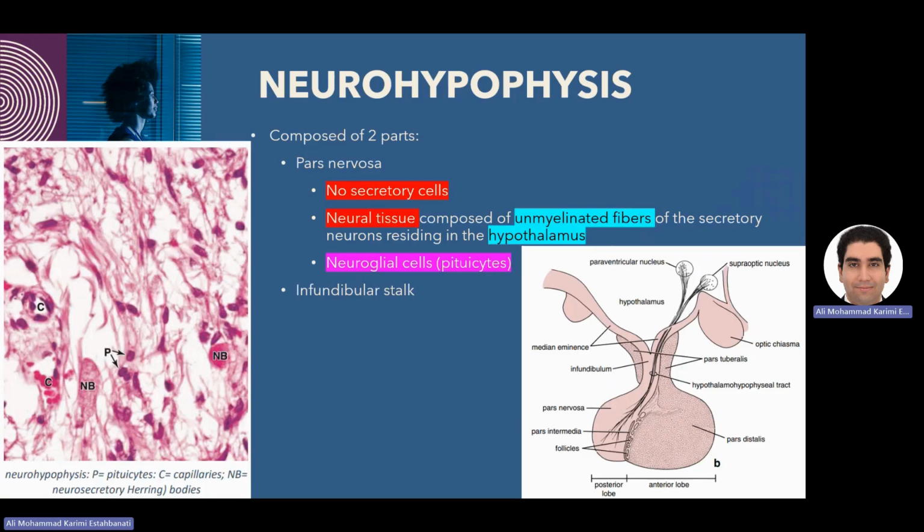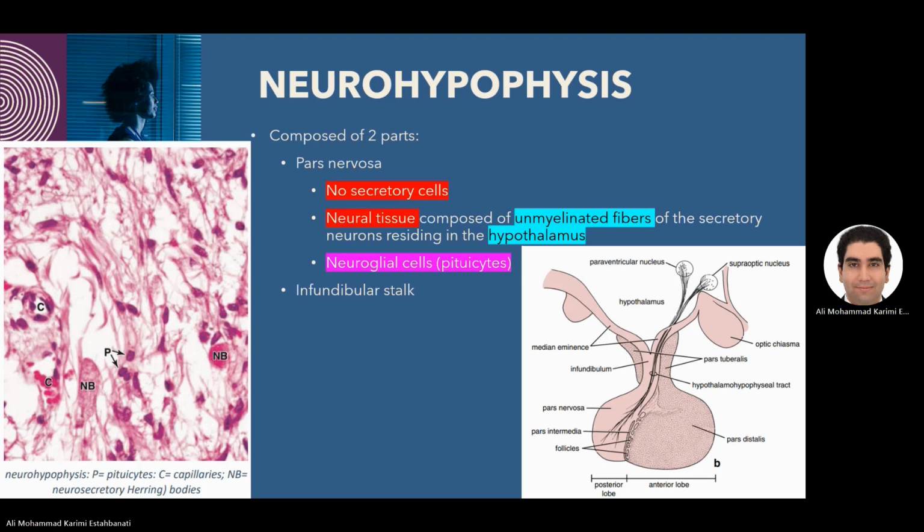Let's go to the posterior pituitary. The posterior pituitary has two parts: the pars nervosa and the infundibular stalk. The infundibular stalk is in the infundibular area as well. It's just a passage area. It doesn't produce anything. The posterior pituitary doesn't produce anything. There is no production of hormone by it.